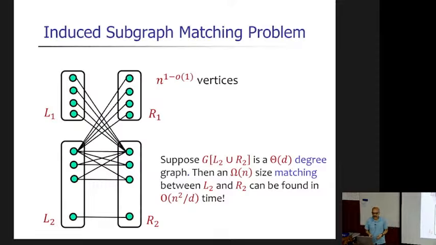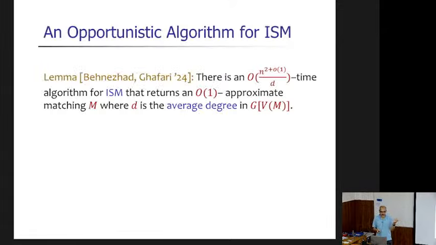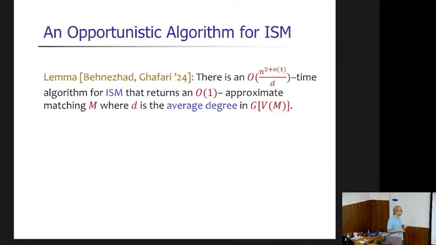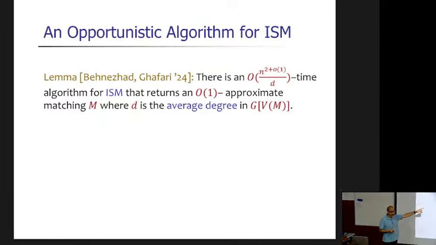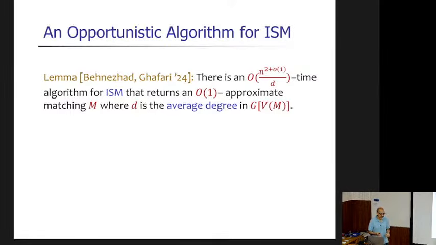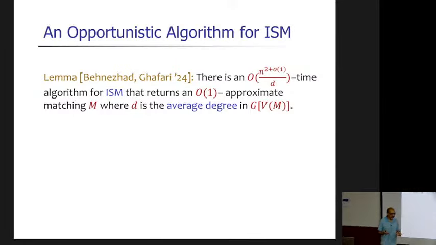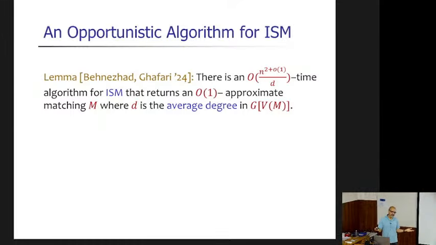And this is what was formalized very nicely in the BG24 paper. They showed that there is an n squared over d time algorithm for ISM that returns an order 1 approximate matching, where d is the average degree in the graph induced by the vertices in the matching you return, not in U. That's very important. So you return a matching, and you also record some sort of a proof of why you had to work hard, and that proof is that the average degree was small. That's the key idea to remember.